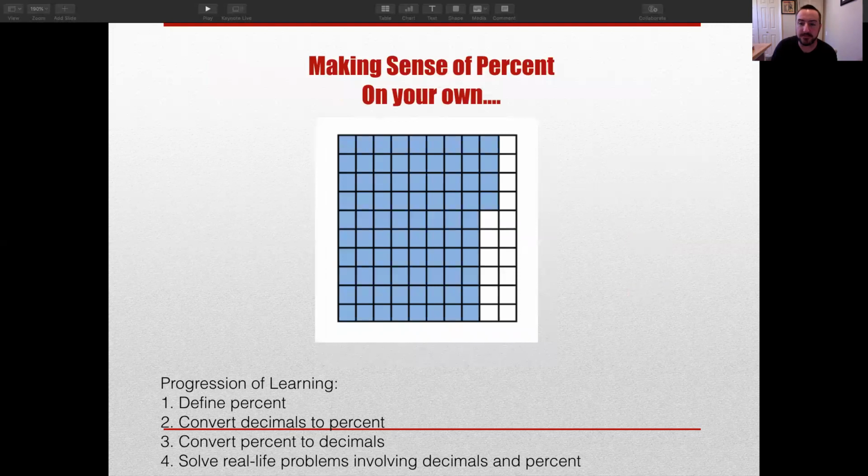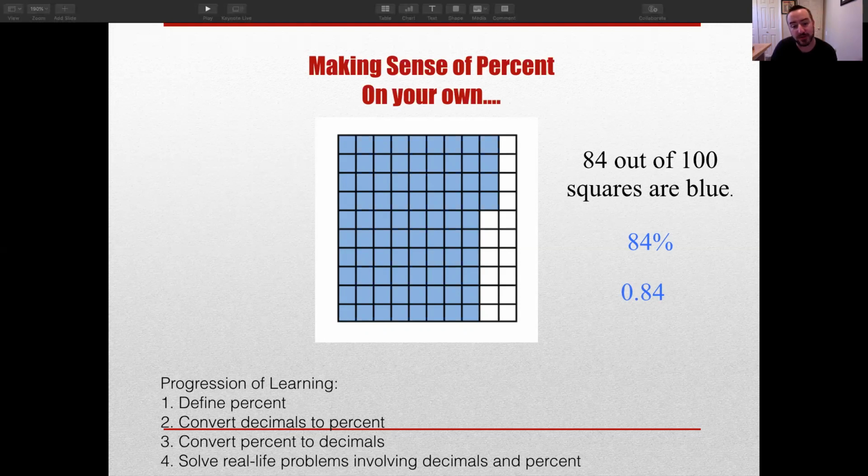Okay, so we're back. This would be 84 out of 100 squares are blue. You have 8 columns filled up completely, and then 4 additional filled up with the color blue in the 9th column. That would make 84%. And again, we want to turn this into a decimal as well, which would be 0.84. 84 hundredths, 84 out of 100.